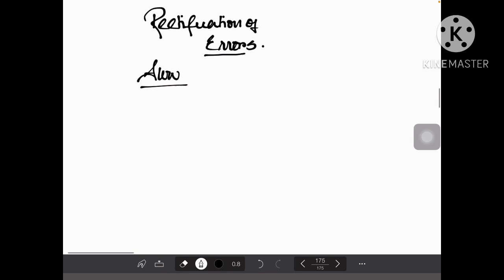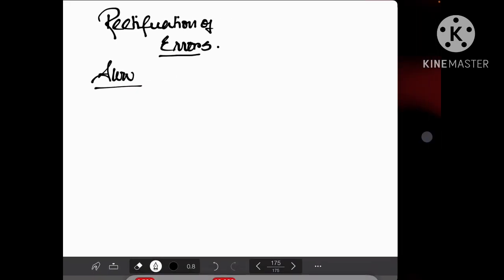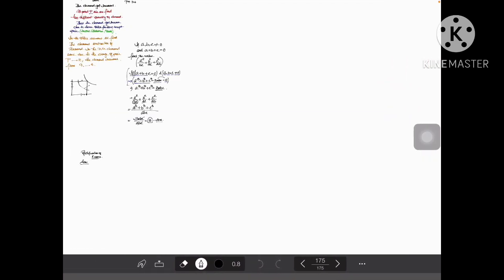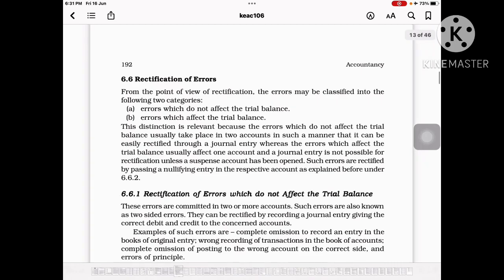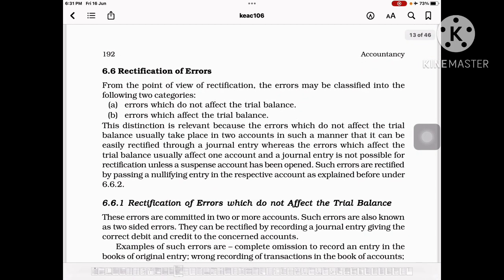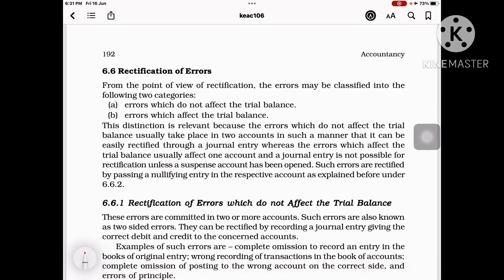I want to give you first a clarification of how errors occur. To understand that, we first need to understand the different types of errors we can have in accounting treatments. Usually there are two types of errors. Number one, errors which do not affect the trial balance. You can see on the screen, errors that do not affect the trial balance. Second, errors which affect the trial balance.